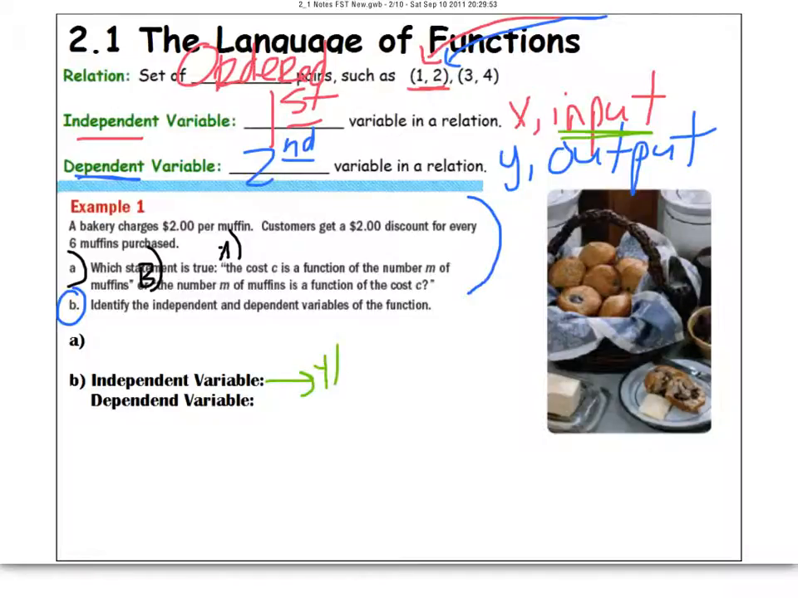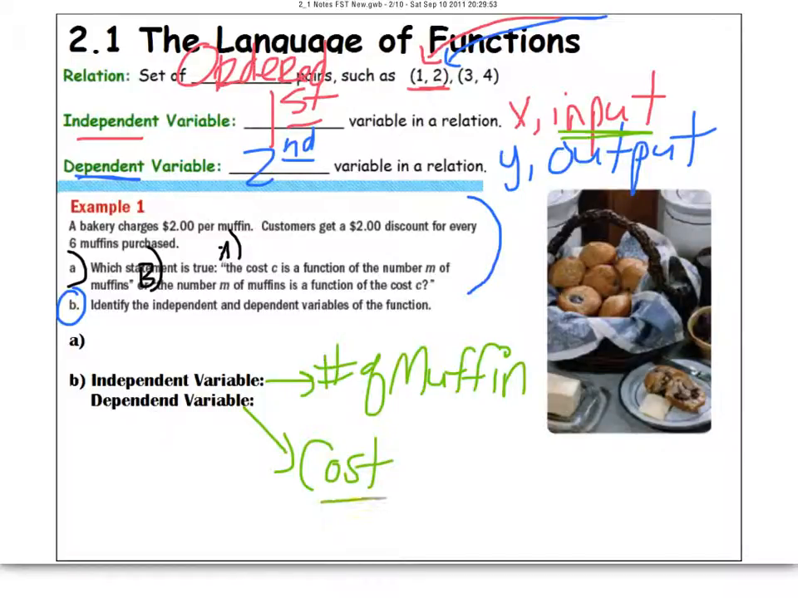So the independent variable is the number of muffins. What's going to be driven by the number of muffins is the cost that I'm going to have to pay. So the cost is dependent on how many muffins I choose to buy. So based on that, just how we discussed it, hopefully letter A here makes more sense to you. The cost is a function of the number of muffins.